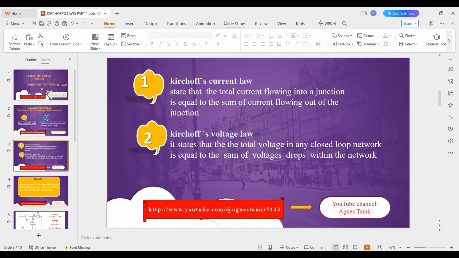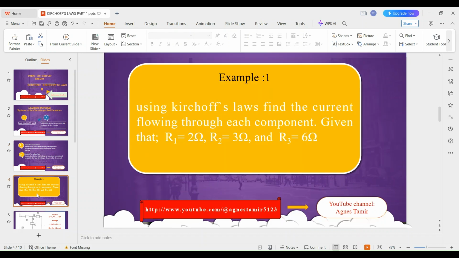Let's look at example number 1. Example number 1 states that using Kirchhoff's laws, find the current flowing through each component, given that R1 is equal to 2 ohms, R2 is equal to 3 ohms, and R3 is equal to 6 ohms. This is our example number 1, and let's start to solve that problem.